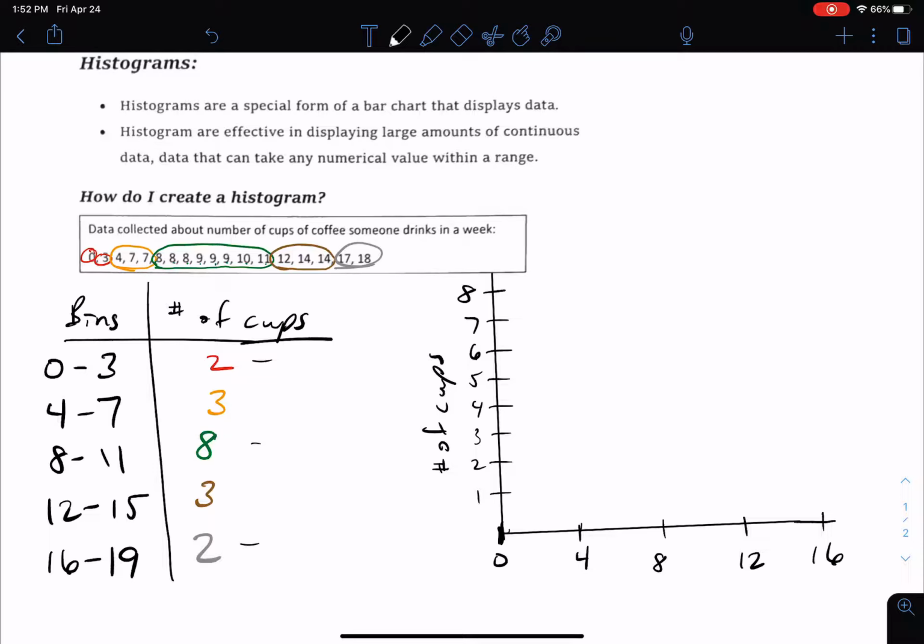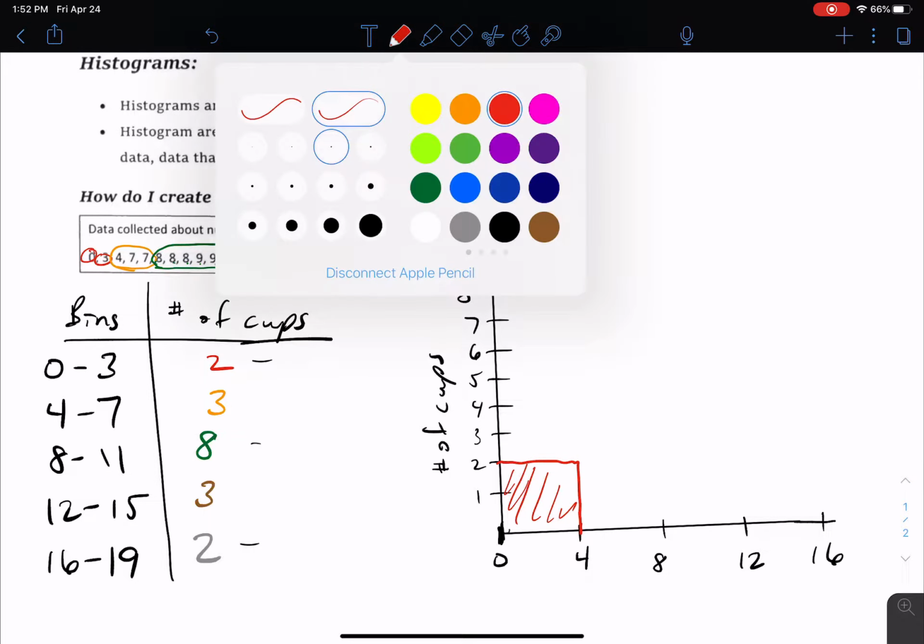There's no such thing as a decimal. You can't buy half a cup of coffee. You either buy a cup or you don't buy a cup. So that's why we don't have to worry about decimals in this one. So the first one's going to go up to 2. So I'm going to make a bar up to 2. The next one is going to be up to 3.